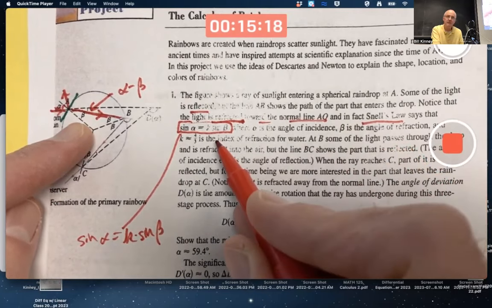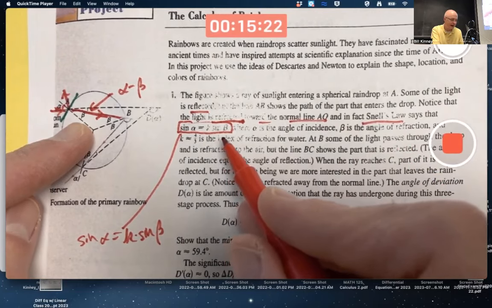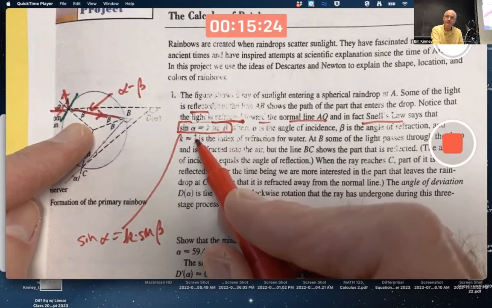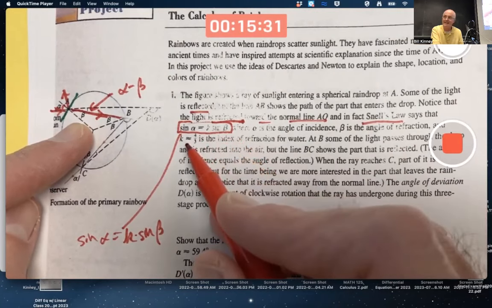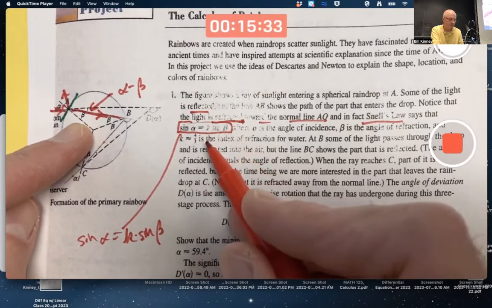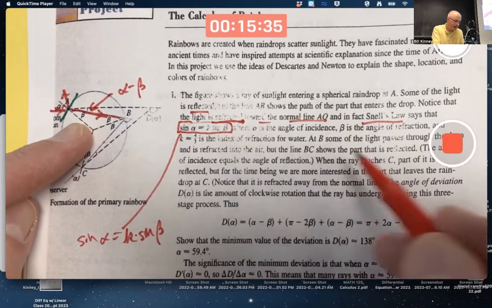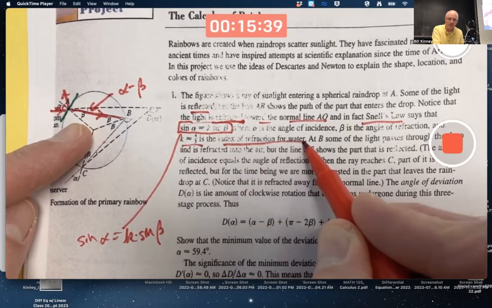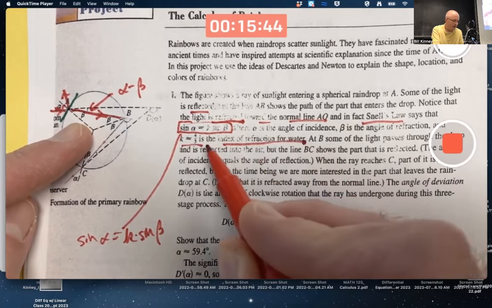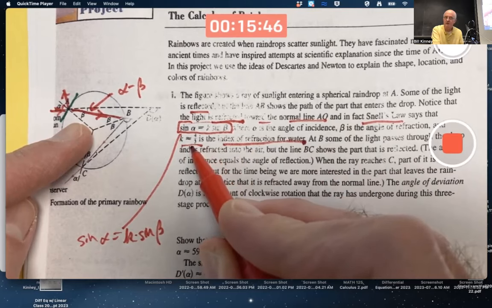In order for this equation to be true, k would have to be bigger than 1. Because if beta is a little smaller than alpha, these are both between 0 and 90 degrees, sine beta will be a little smaller than sine alpha, so k would have to be bigger than 1. In fact, k equals 4/3 is the index of refraction for water. Not exactly 4/3, approximately 4/3. About 1.33333.